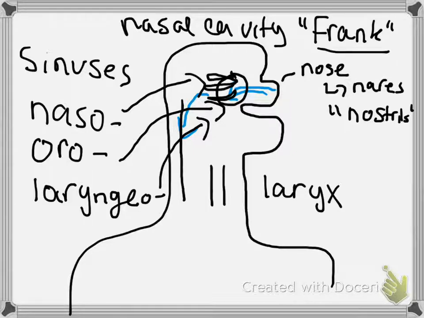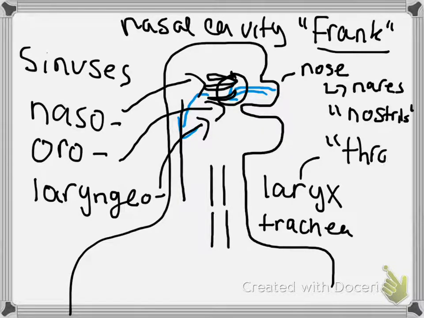And then just inferior to the larynx, we have the trachea. Now this image is not drawn to scale, and you can feel your trachea when you palpate your neck. And we also refer to our larynx as the throat in layman's terms. And then once we're at the trachea, it branches off into the main bronchi.